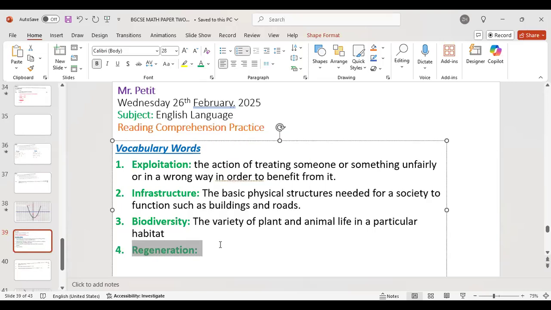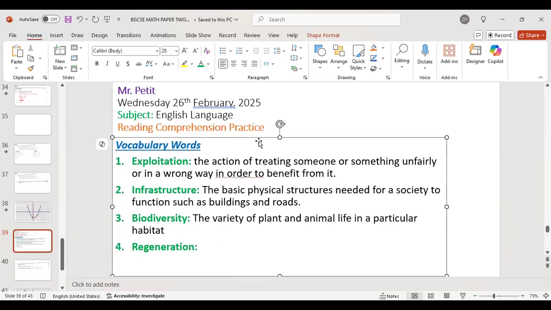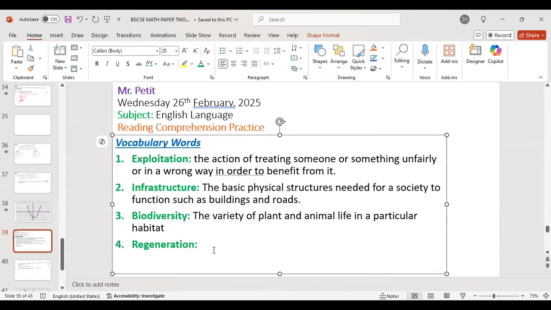Write down the vocabulary words. That's correct. I'm only giving you all five. What does regeneration mean? When something goes off. Process of what? Regrowth. Regrowth, renewal, or restoration. Okay, renewal or restoration.